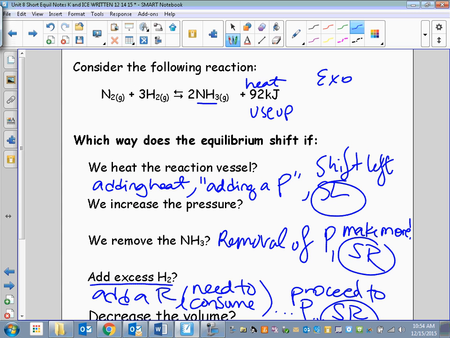So here's the thing. If you've increased the pressure, your job is to fix the pressure, correct? Pressure is just caused by collisions with the container wall. So how do I fix pressure? How do I make pressure less? Let some stuff out. I can't. This is a closed container.